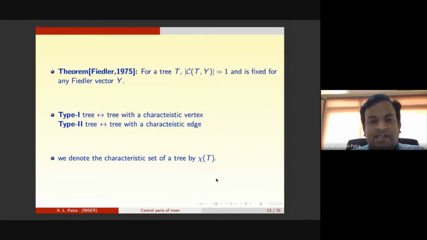If you consider a star graph on n vertices, all four are the same. Also, if you consider a path on n vertices, whether n is even or odd, the center, centroid, characteristic set, and subtree core are all the same. Now the question is, are they always the same? Or is there any tree where some may be different?